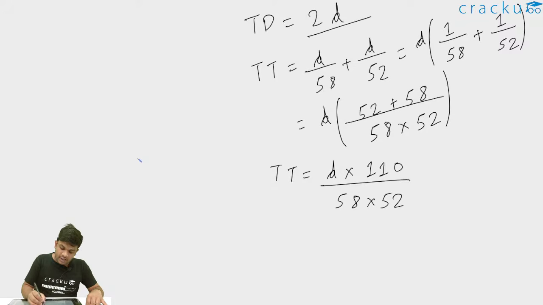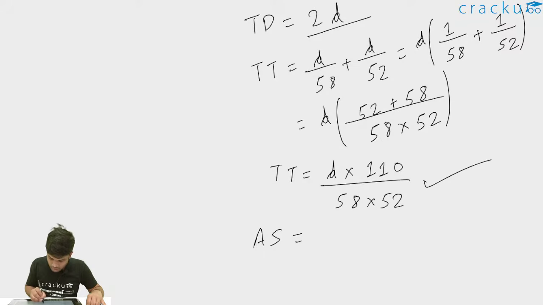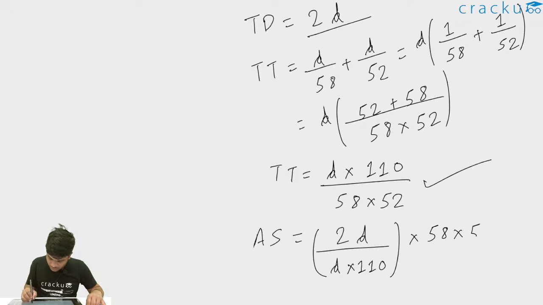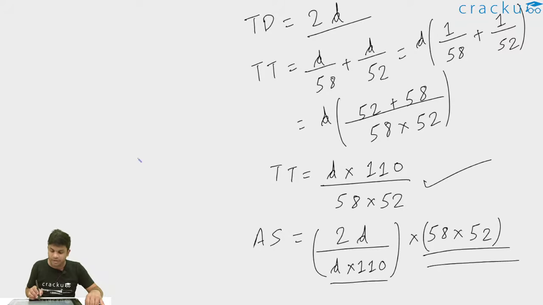So we got the total distance from here, and we got the total time from here. So now we can find the average speed, which is total distance by total time. So we will get 2d divided by d into 110 over 58 into 52. I got this because when we divide the total distance by total time, it will be 2d divided by d into 110, and this 58 into 52 will come in the denominator of d into 110. If it is in the denominator, we can convert it to the numerator and it will be multiplication.